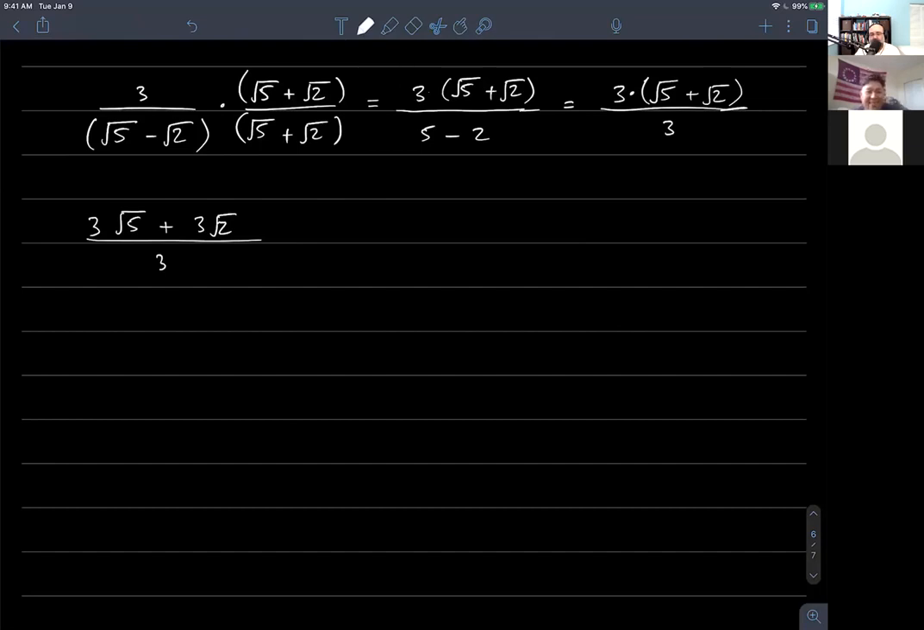Right. So don't distribute unless it becomes a necessity or unless that's the only thing you can do. Never distribute as a first thought or as a first option. So this 3 cancels with this 3, and your answer is root 5 plus root 2. Cancel. Questions?